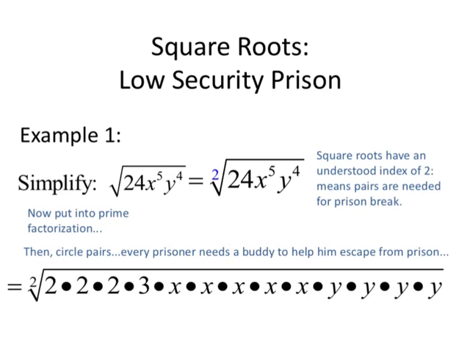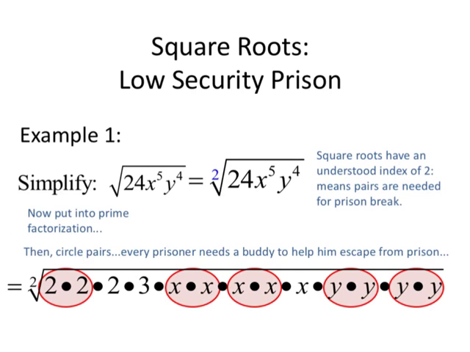Picture these all as different prisoners that are inside this prison. And every prisoner needs a buddy to help him escape from prison. And so he needs somebody to distract the guard or whatever he needs, but there needs to be 2 people working together to escape from prison. So what we want to do is circle all the pairs that look alike.